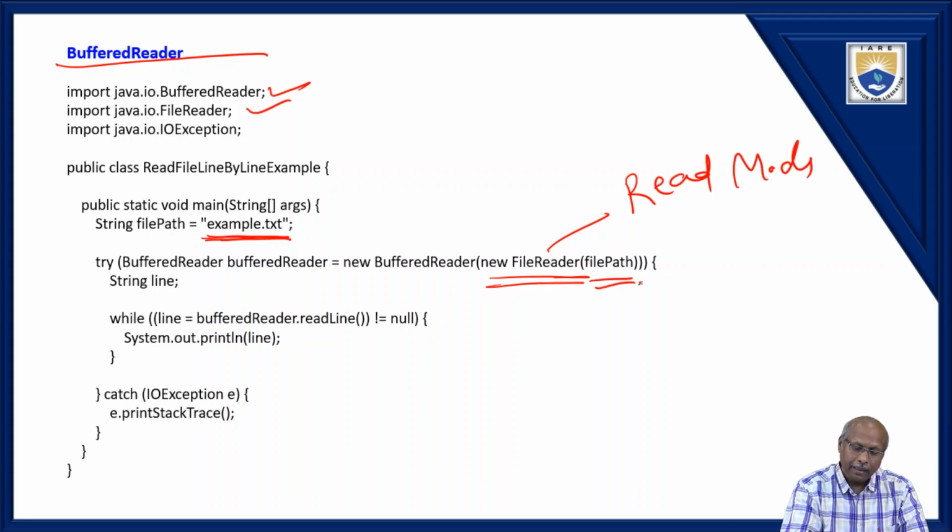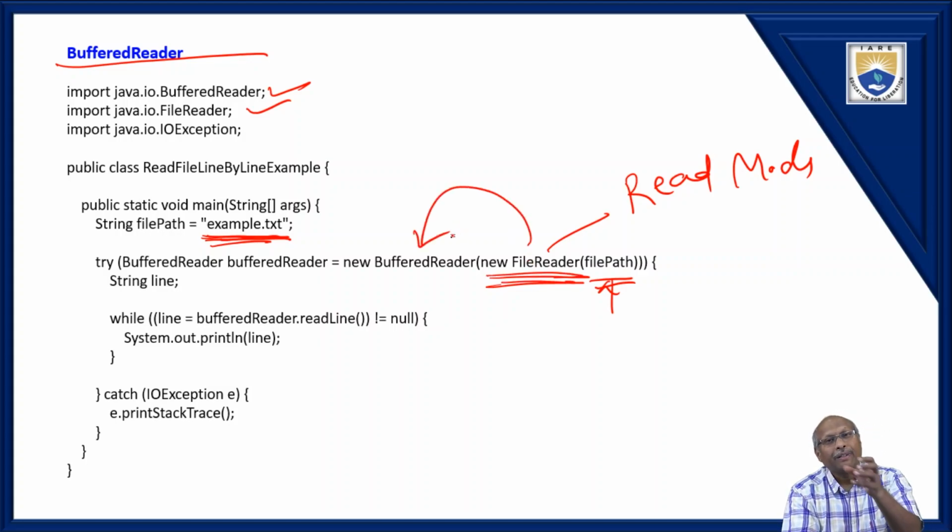What is the name of the file? That is specified in the file path. The file path is example.txt, which is available in my current directory. Once the object is created, it is linked with the buffer reader. Now this buffer reader will read from the file line by line. How many times will it read? Until you reach the end of the file. I have to read line by line, but how many lines are there? I don't know, whether 3 lines or 4 lines or 5 lines or 100 lines. So I will read line by line until I reach null. So I will put it in a loop.